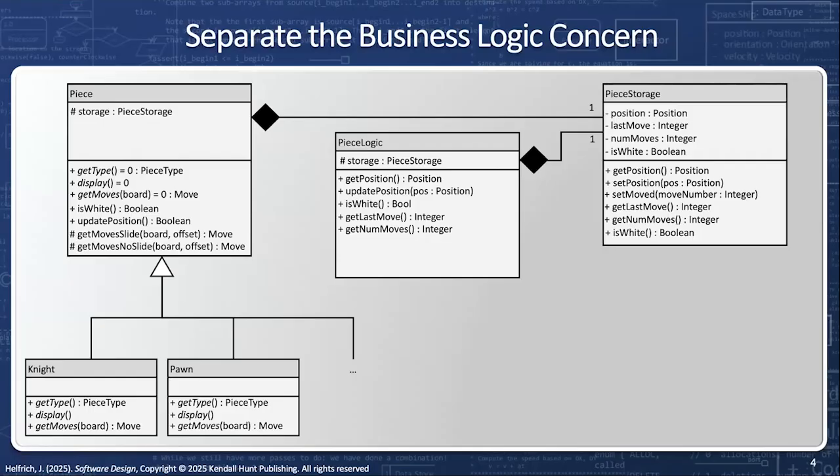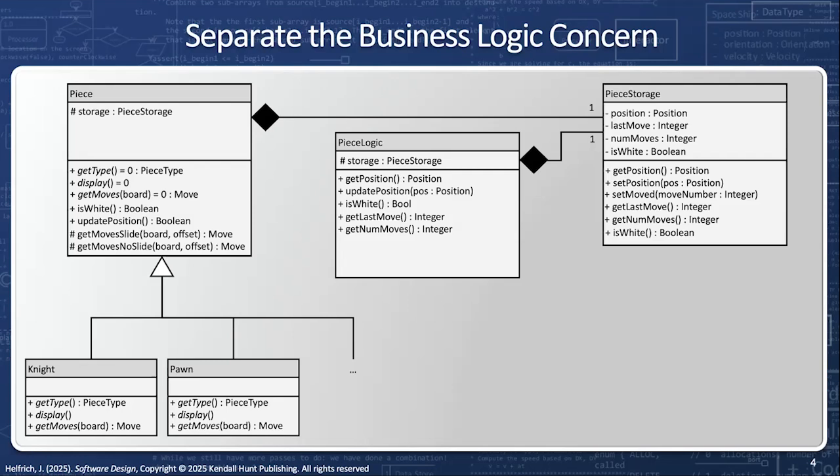Now, I want to emphasize again and again and again, I'm trying to do the smallest amount of work with each iteration so that if I make a mistake, I could really narrow it down. Okay, so my piece logic is now connected to piece storage. It doesn't do anything. It just passes through the request. It's kind of a shell, but that's okay. It's going to do more work later.